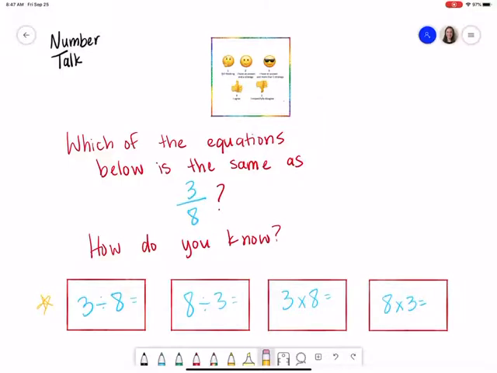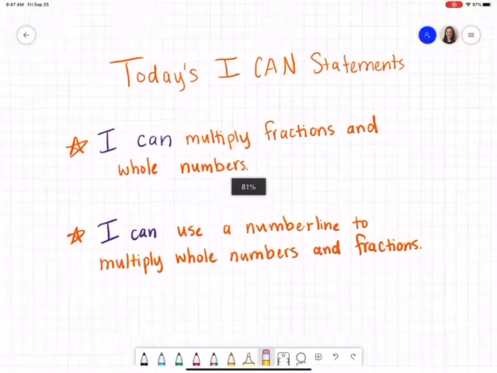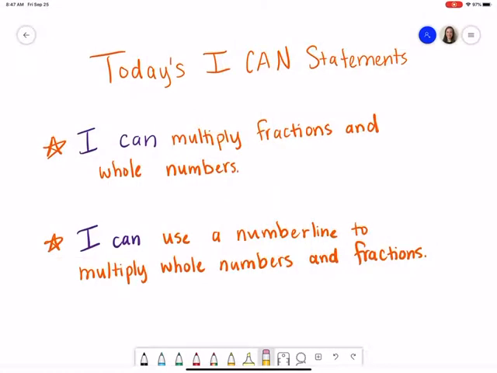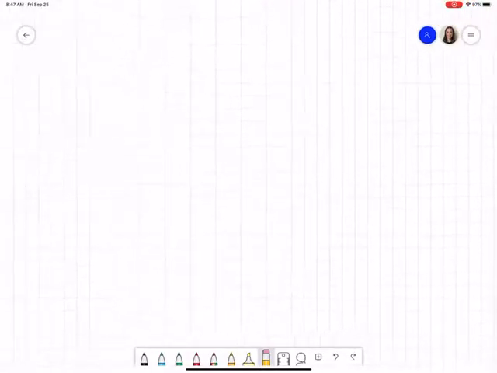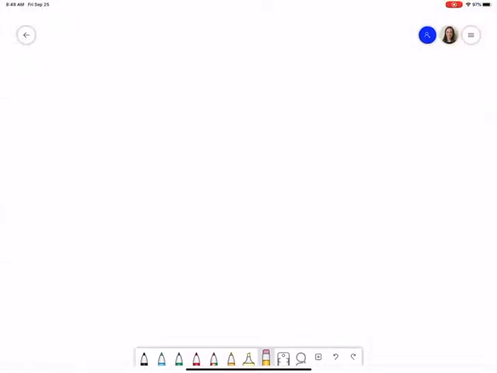Alrighty, we're going to go ahead and move on for today. We're going to review today's I can statements. I can multiply fractions and whole numbers. I can use a number line to multiply whole numbers and fractions. Okay, so today we're really going to be focusing on that multiplication, okay? We are just going to do a bunch of practice problems together, okay?